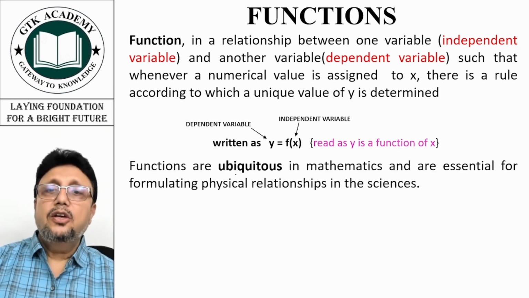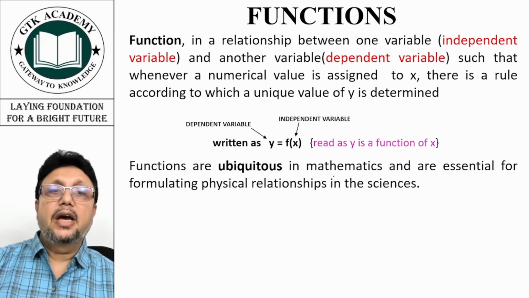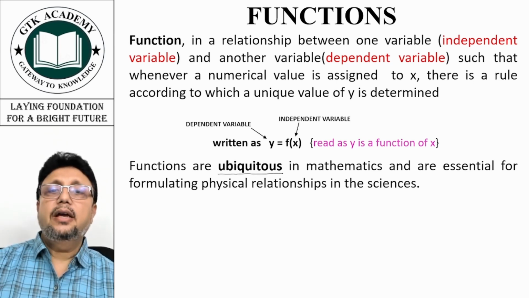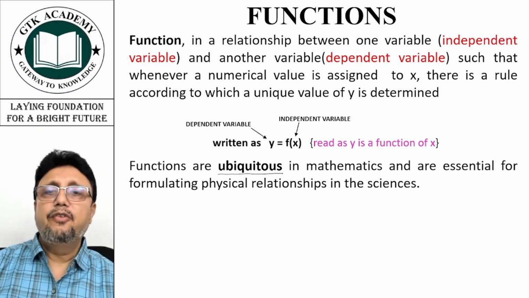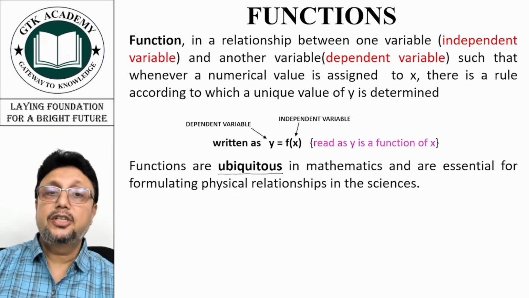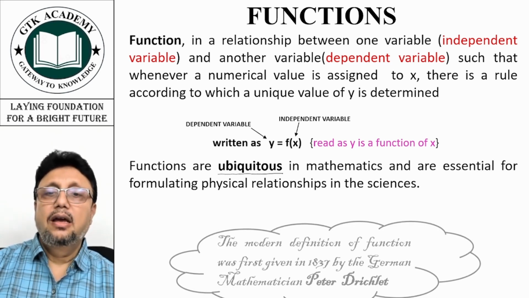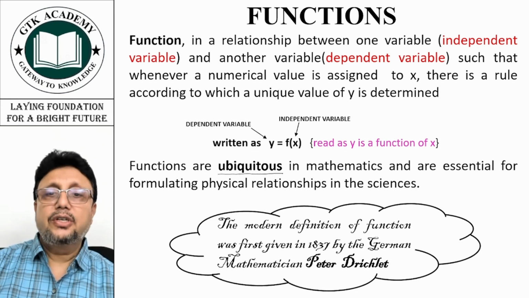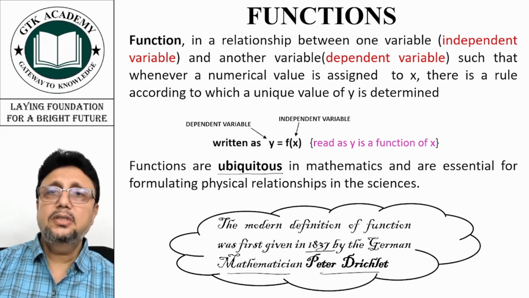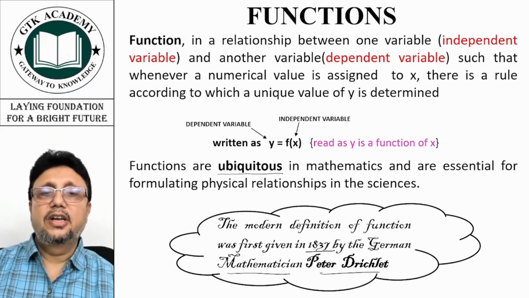Now functions are ubiquitous in mathematics. What is the meaning of this term? It means they are found everywhere and are essential for formulating physical relationships in sciences. So they are found everywhere. And the modern definition of function was first given in 1837 by a German mathematician, and his name was Peter Dirichlet.